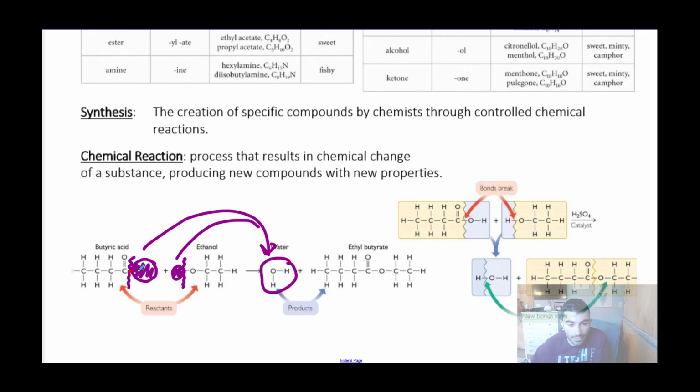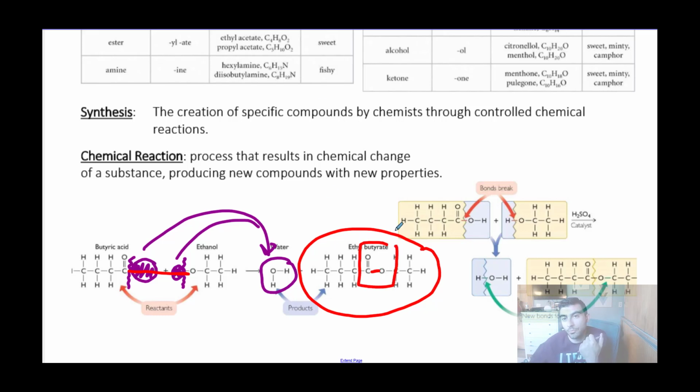And now that that H and OH are forming water, this carbon and this oxygen are not bonded anymore. So they will bond to each other to form a new covalent bond that forms a new molecule. And that new molecule doesn't have an alcohol functional group anymore, doesn't have a carboxylic acid functional group anymore. It now has an ester functional group. And like we said before, functional groups give molecules specific properties. So the fact that one molecule is losing an acid functional group, one molecule is losing an alcohol functional group, the properties that those functional groups typically have are not going to be seen in this new molecule. It's going to assume the properties of an ester functional group, which is sweet smelling.